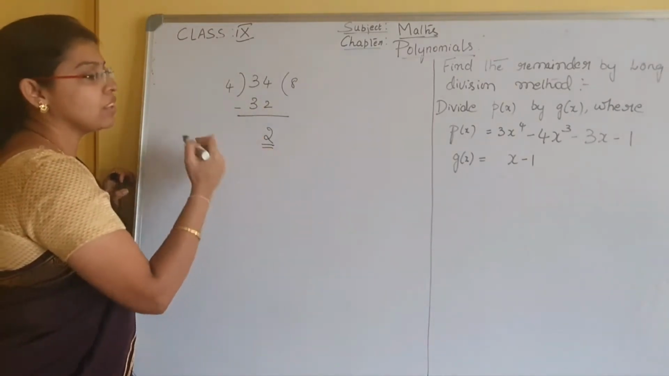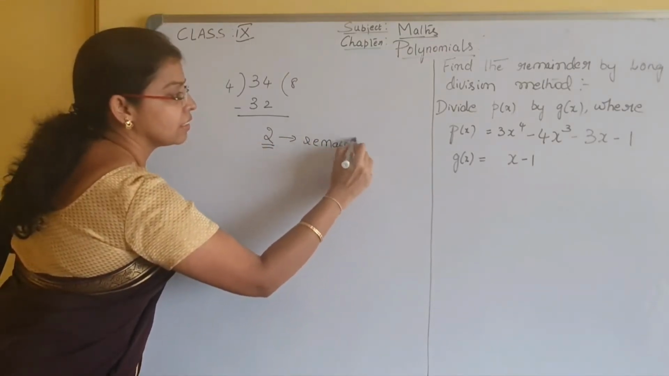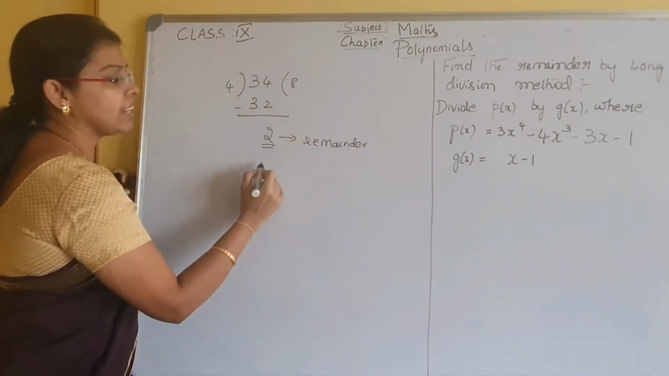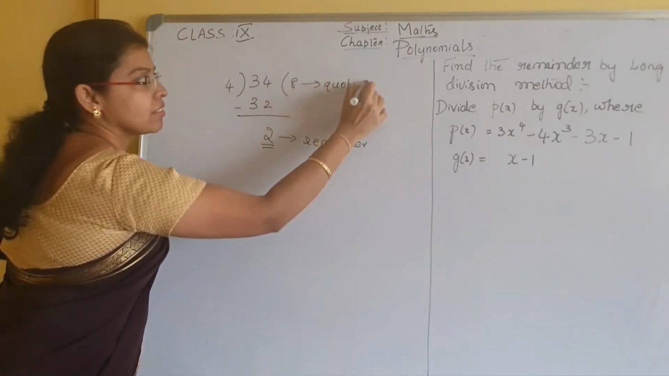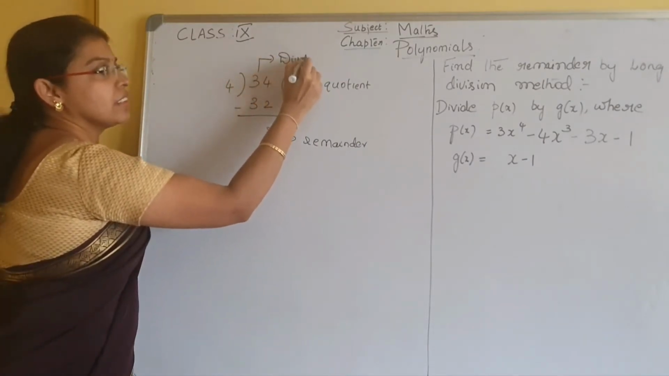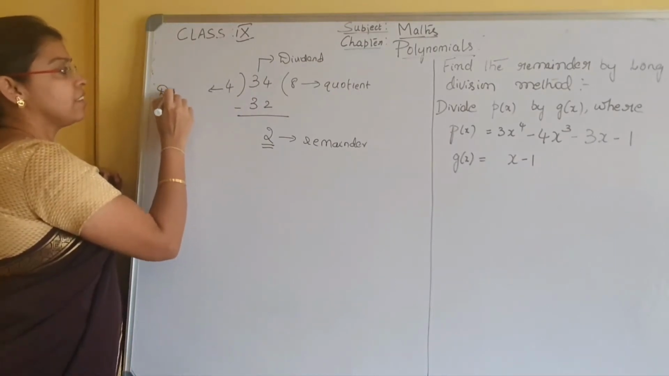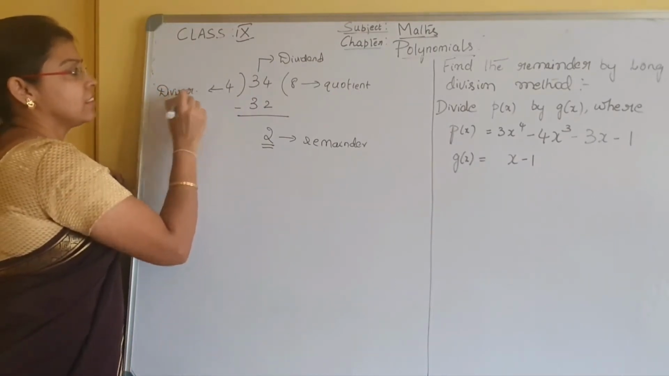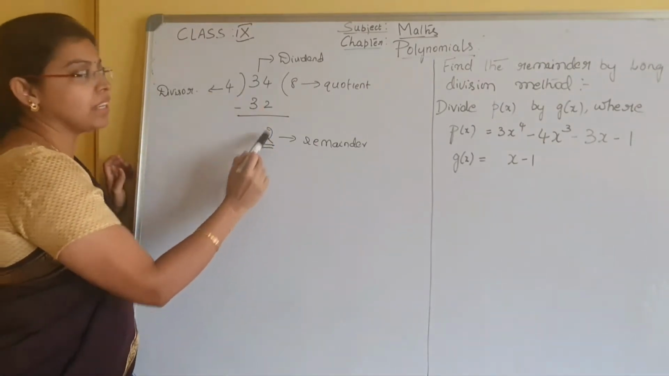So what do we call this 2 as? Remainder. And what do we call 8 as? Quotient. And 34 is called as dividend. 4 is called as divisor. Right? By subsequent subtraction, we get the values of remainder and quotient.